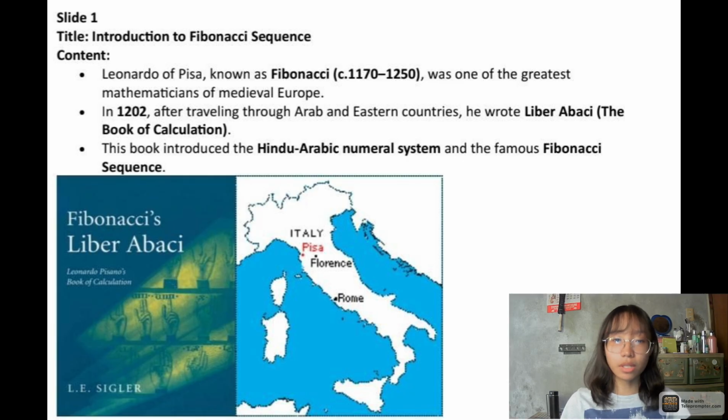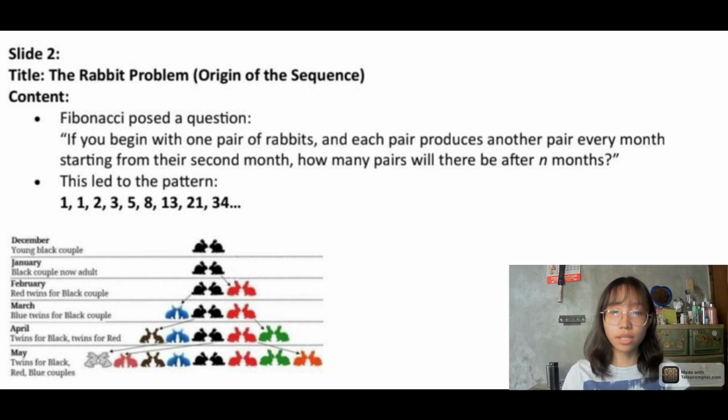The man behind this sequence was Leonardo of Pisa, who is also known as Fibonacci. He lived around the years 1170 to 1250 and was one of the greatest mathematicians of medieval Europe. After traveling to several Arab and Eastern countries, Fibonacci learned advanced mathematical ideas, and in 1202 he wrote a book called Liber Abaci, which means the Book of Calculation. This book introduced the Hindu-Arabic numerical system, the same system we use today, and presented the Fibonacci sequence for the first time. Now, let's see how this famous sequence was discovered.